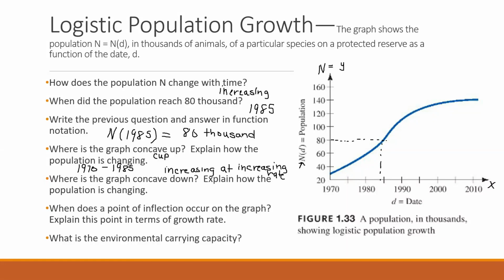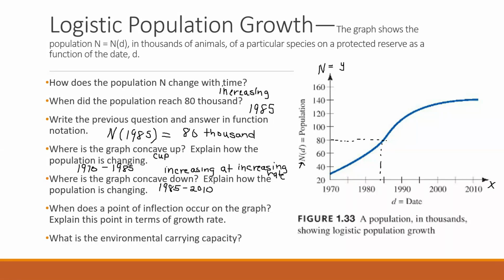So then next question, where is the graph concave down? Well, concave down is if I would imitate it with my hand to get my fingers to bend that way, I would have to have my palm down. And so that looks like it would go from 1985 through the end of the graph, which would have been 2010.